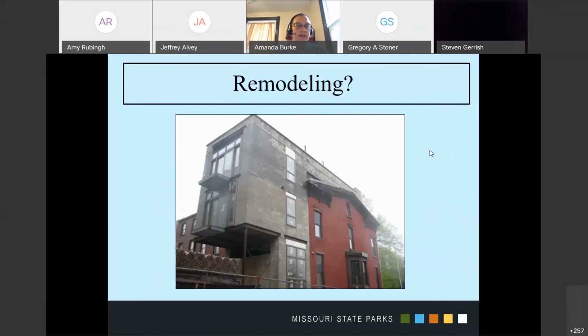So remodeling. Is remodeling a standard? There's no such standard for remodeling. Those are the four that we have.